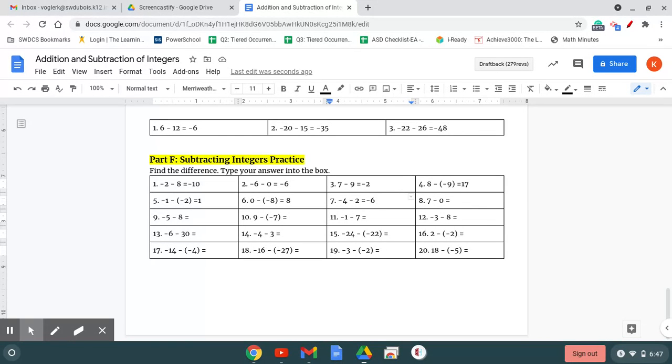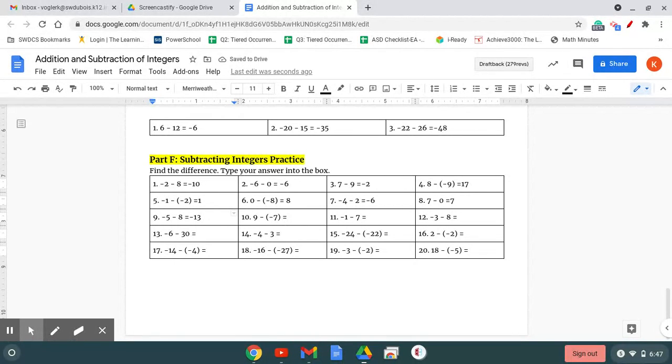All right, number 8, 7 minus 0. Again, we've talked about these, so any number minus 0 is just that number, so 7. All right, number 9, negative 5 minus 8. Same sign, negative 5, negative 8. Keep that sign, and then we just add. 5 plus 8, 13.